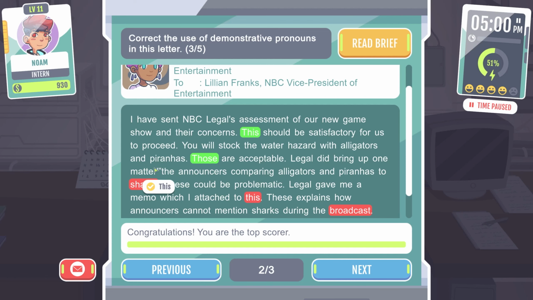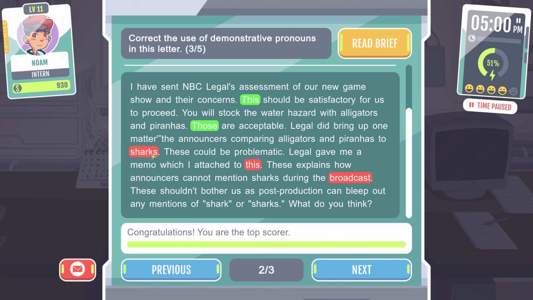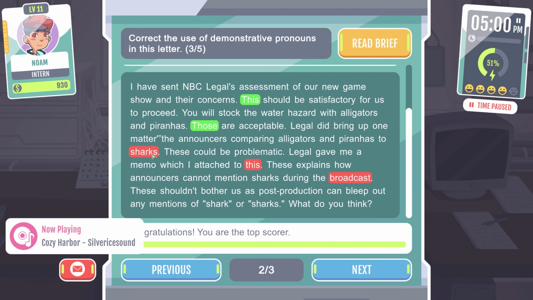You will stock the water hazard with alligators and piranhas. Those are acceptable. Legal did bring up one matter. The announcers comparing alligators and piranhas to this? I mean, I guess they can compare it to this, but sharks had not been brought up before, so it makes sense that you would use them by name and not put a pronoun there. Anyways, this could be problematic. Legal gave me a memo which I attached to this, which is supposed to be this.